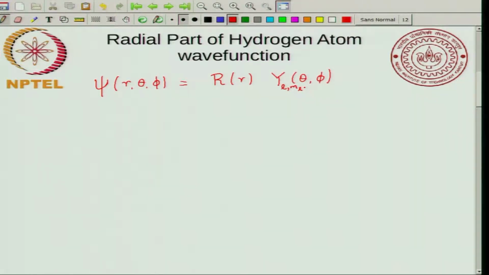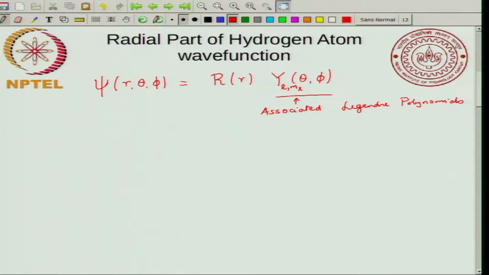So, these are related to associated Legendre polynomials. You can solve these using the power series method. Now, the radial part is what we are going to focus on today. So, let us write the Schrodinger equation.